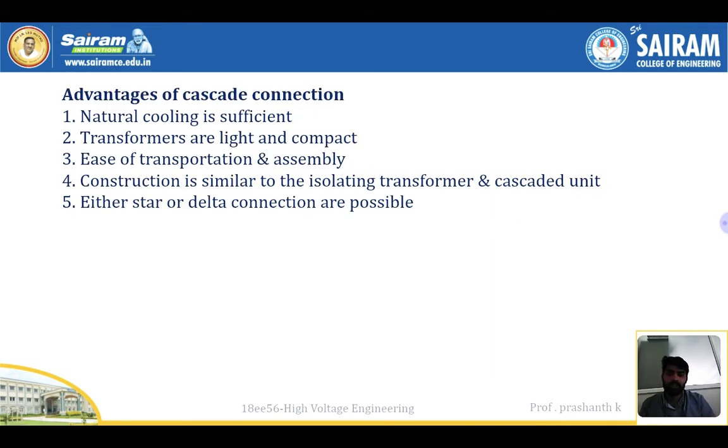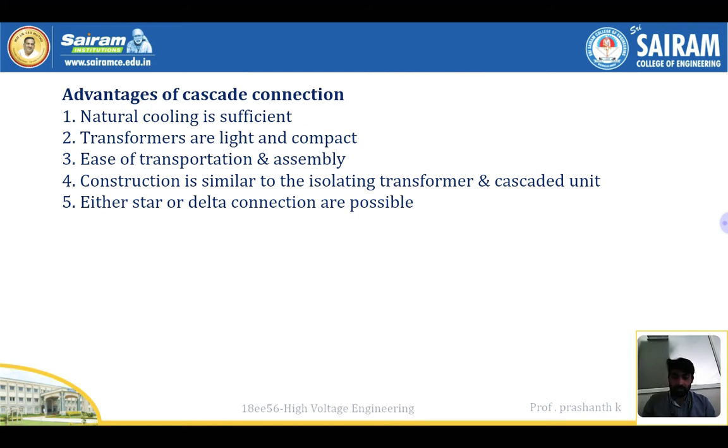So the advantages of the cascading connection: natural cooling is sufficient. Already we know, right? Natural cooling in the sense of air forced, air natural cooling, and likewise water forced, water natural cooling, like normal cooling. Transformers are light and compact. So the transformer you are using is a small, compact size transformer, so it is light in weight, with compact size, and easy transportation and assembly.